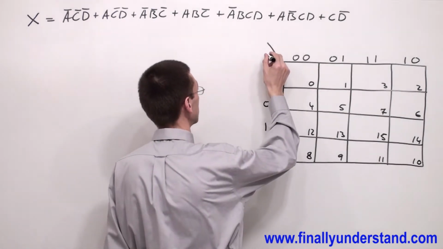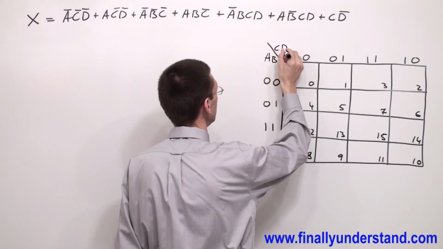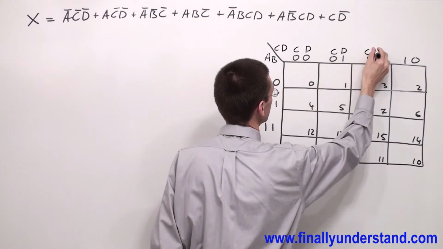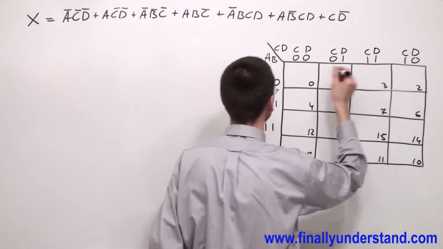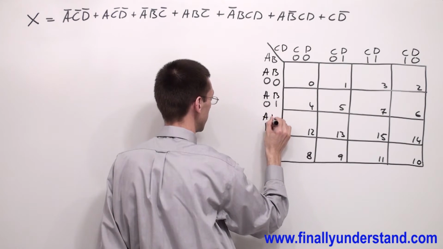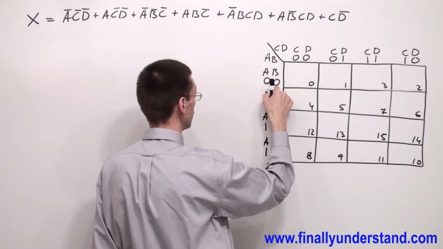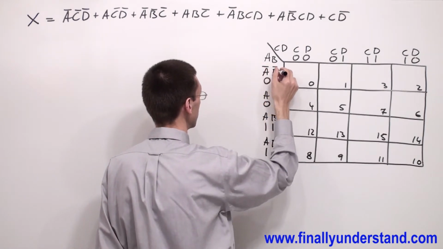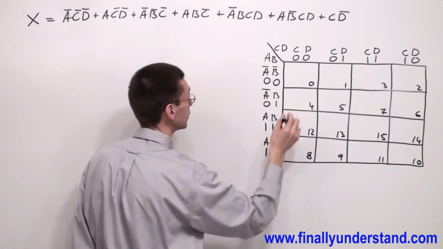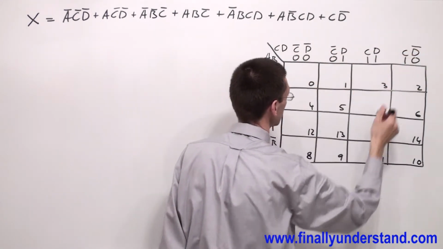So that's why I'm going to write over here A, B, and CD over here. So again, I have CD, CD, CD, CD, and I have AB, AB, AB, AB. Remember that the variable which is above 0 is supposed to have a negation bar above itself. I'm going to have A naught, B naught, C naught, D naught, C naught, D naught.